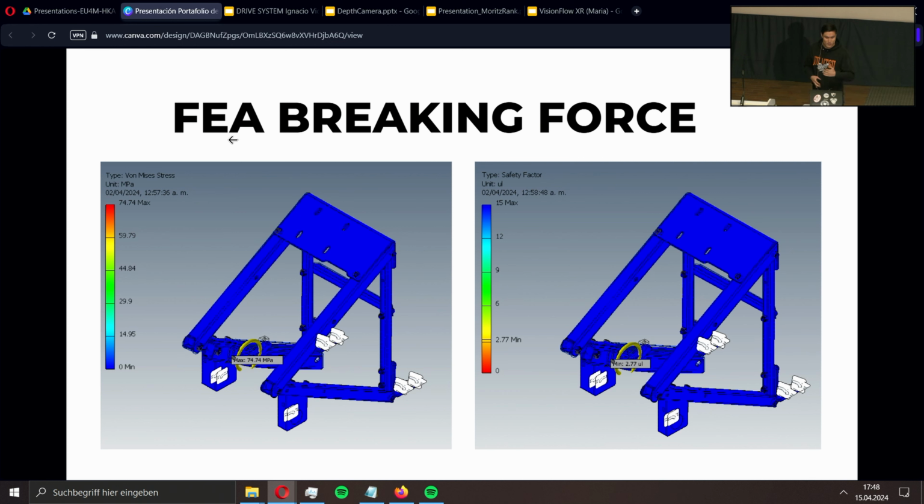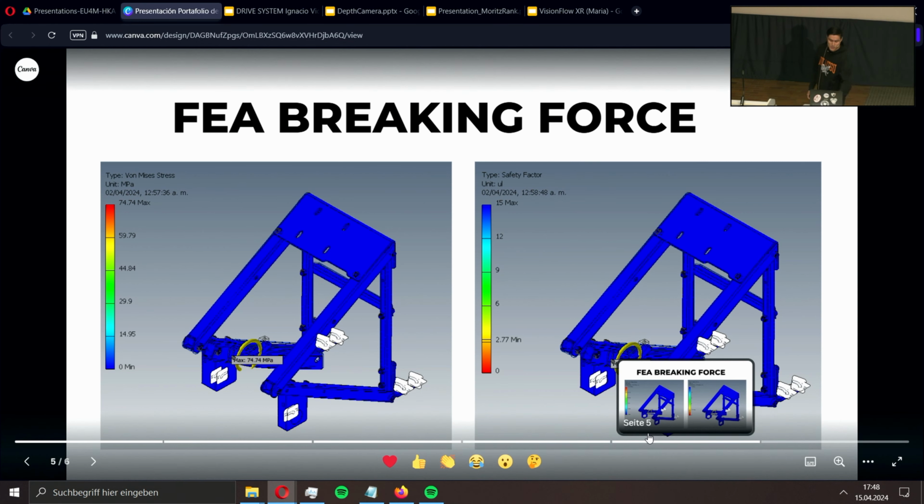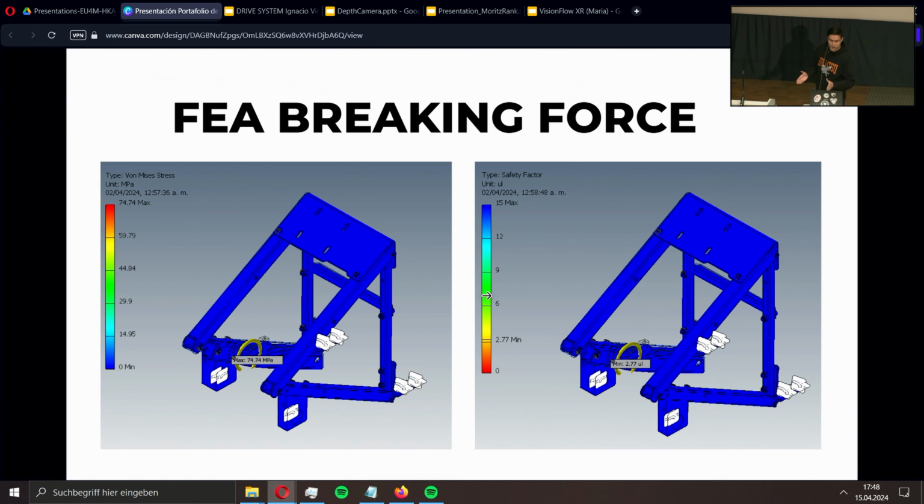So the maximum stress was around 75 megapascals, and the plastic deformation of steel starts at 210. So that gives us a minimum safety factor of 2.77, which is acceptable in this case, and we can therefore prove that the structure of the frame will bear the stresses.